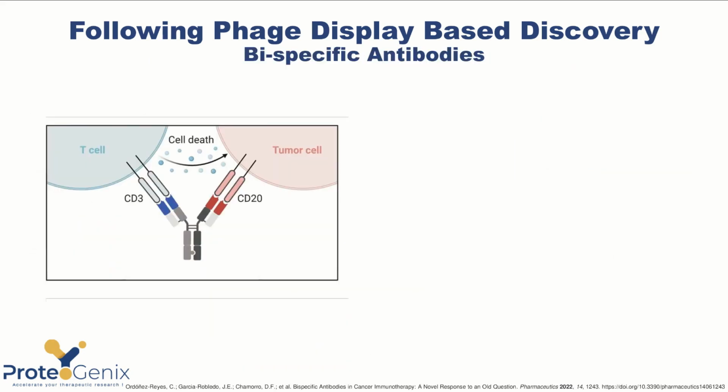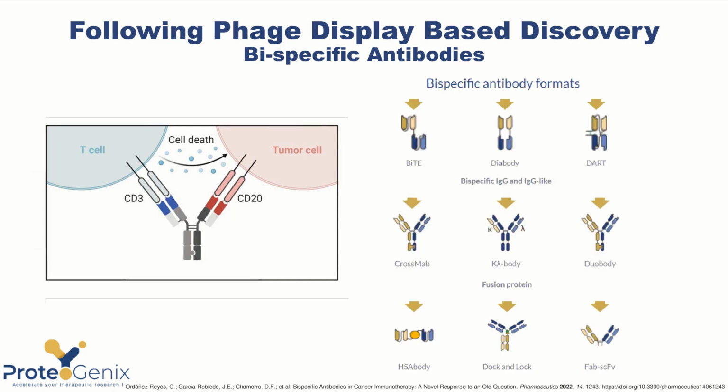For other applications, one may wish to develop what is known as a bispecific antibody, which are artificially engineered antibody constructs with different antigenic recognition for both of the antibody arms. This may be used, for example, in cancer therapy in order to direct an immune cell to a cancer cell, which will then be encouraged to kill the tumor cell.